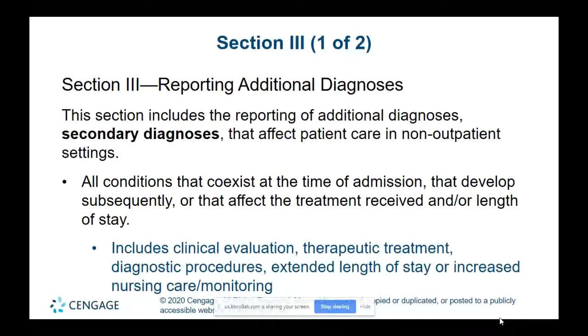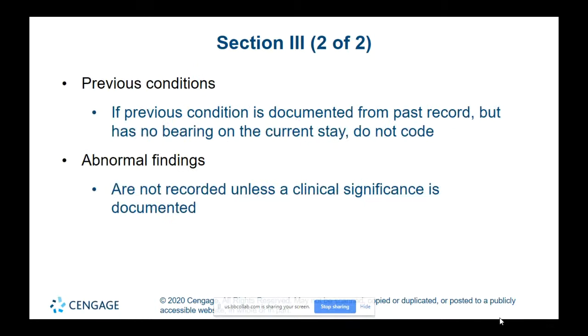So when you're looking at the additional notes, any of these additional things, the clinical evaluations, therapeutic treatment, procedures, anything like that that provides a secondary diagnosis to the original primary one, you're going to want to include that information as well. Things such as previous conditions and abnormal findings under your secondary, you have a few rules to follow.